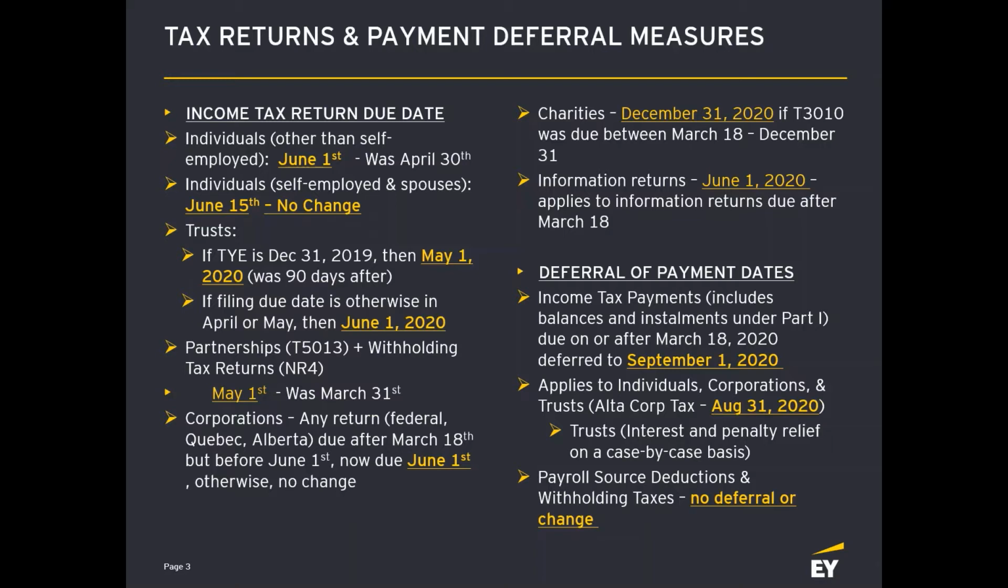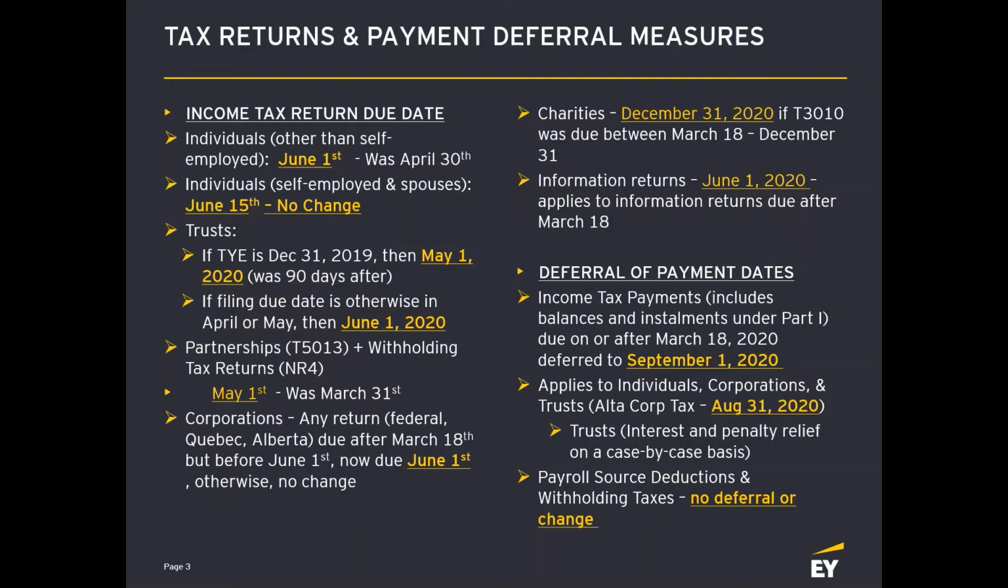Now, for individuals who are self-employed and their spouses, and this is important, that deadline is June 15th, and there's no change to that. So if you operate as a sole proprietor, for example, your deadline is still June 15th, and there have been no changes. For corporations, if the tax return was due after March 18th but before June the 1st, now the deadline has been moved to June the 1st. Otherwise, there are no changes. As you probably well know, the deadline for filing a corporate return is generally 6 months after the end of the fiscal year.